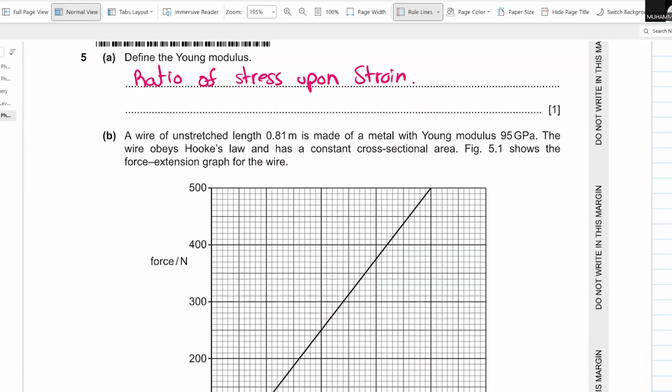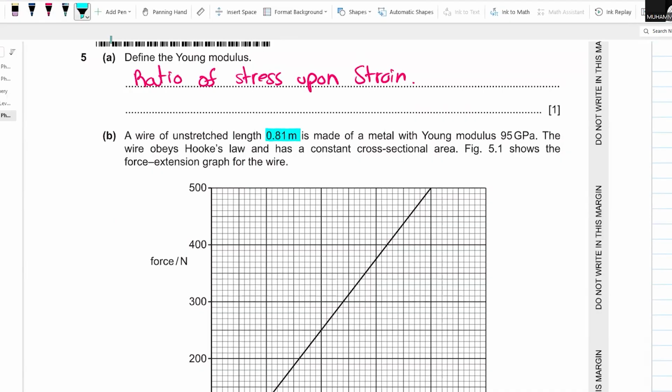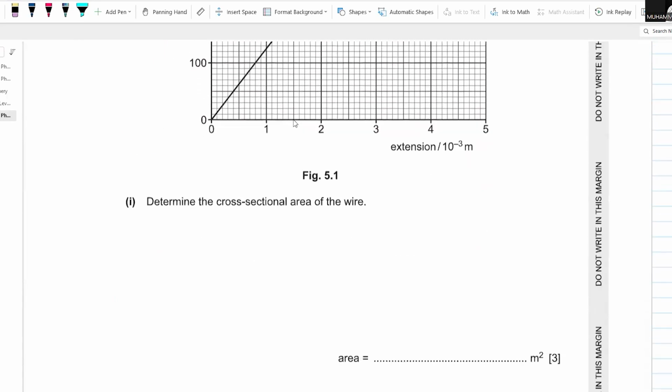An unstretched wire of length 0.81 meter is made of metal with this Young's modulus. The wire obeys Hooke's law and has a constant cross-sectional area. Figure 5.1 shows the force extension graph for the wire. Determine the cross-sectional area of the wire. You have to determine the cross-sectional area of the wire. How will you do that?